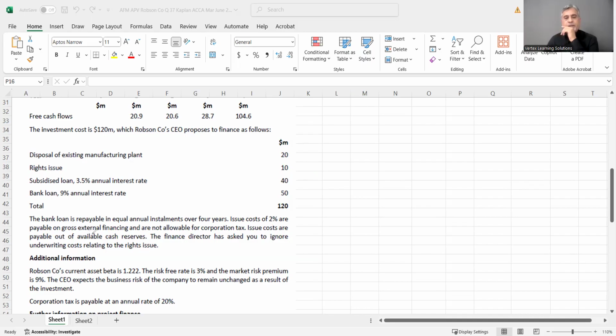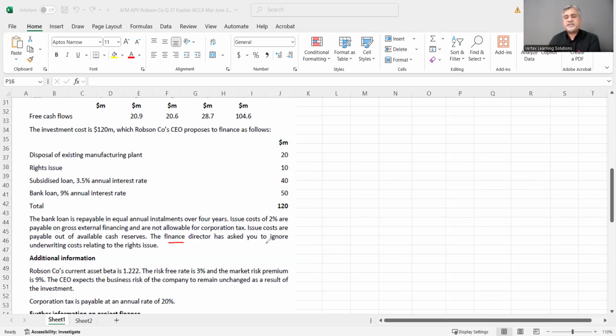2% is payable on gross external financing and is not allowable for corporation tax, which means that whatever expense you incur, the 2 million, you will not get a tax benefit for that. That makes life easy. But this thing is very strange. It does not impact my calculation, but it is going to be discussed in the discursive part.